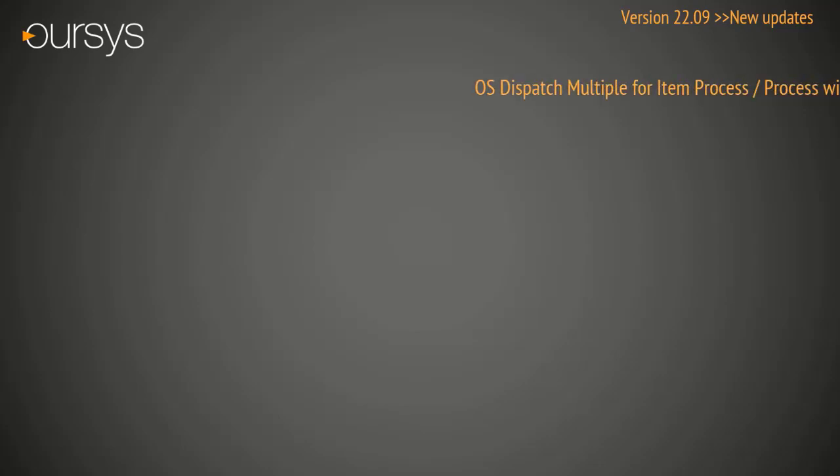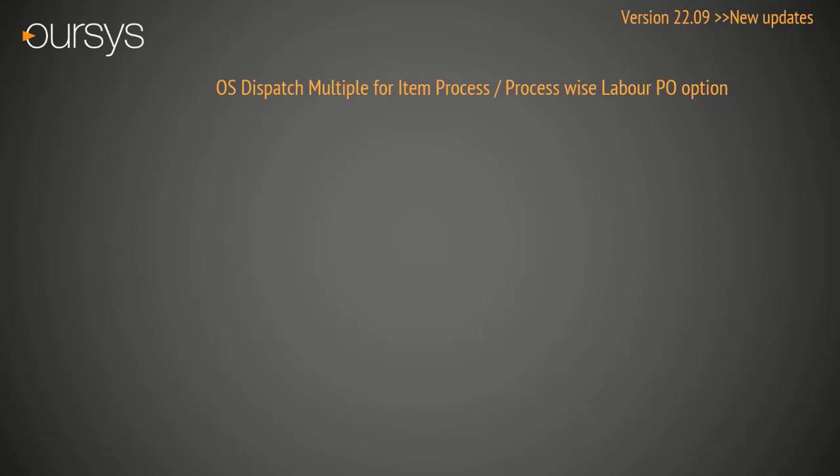OS dispatch multiple item process-wise labor PO option. In labor order booking, we have given 3 different tabs to register the line item with the process description: only process-wise, or item with the process. But these options create the problem to identify the correct rate of the process in that scenario where the user created order with the 3 different types.